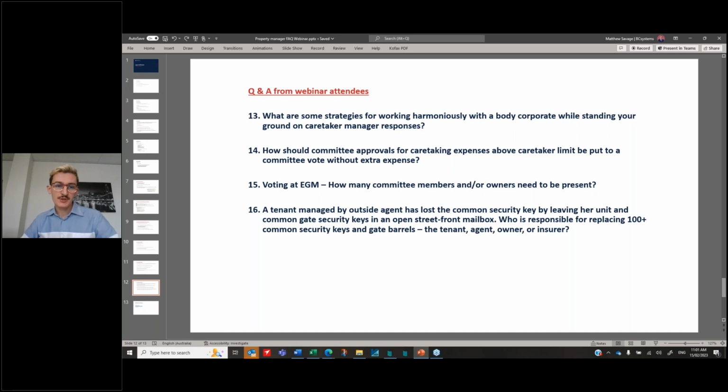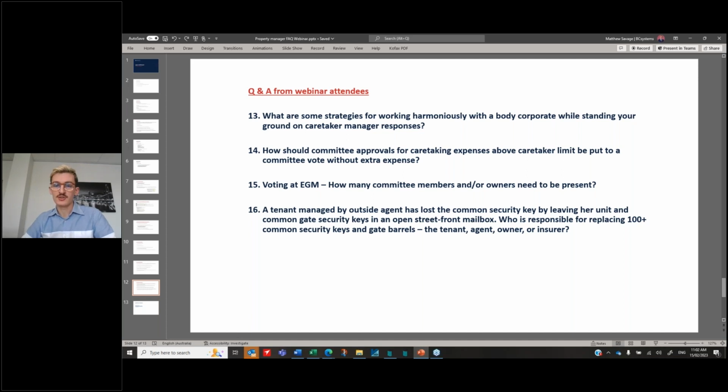All right, how should committee approvals for caretaking expenses above the caretaker's limit be put to a committee vote without extra expense? Short answer is that they can't. The idea of a caretaking spending limit is to give the caretaker automatic approval without incurring costs. Anything beyond spending limits needs to have decisions made in a compliant manner, and those require disclosure to owners. That's where the cost comes in.